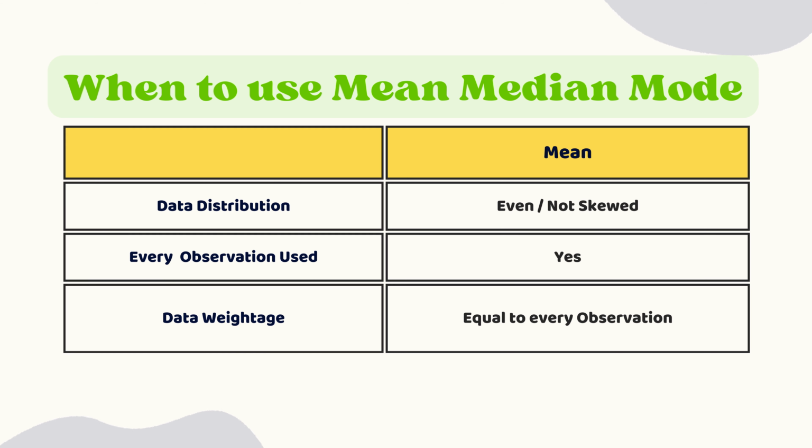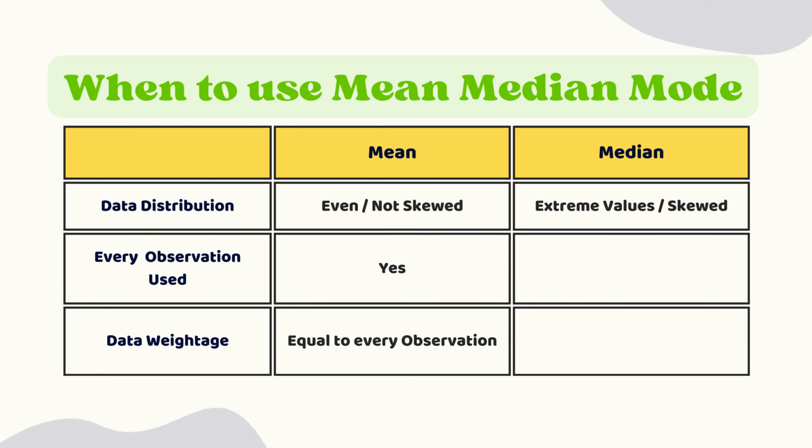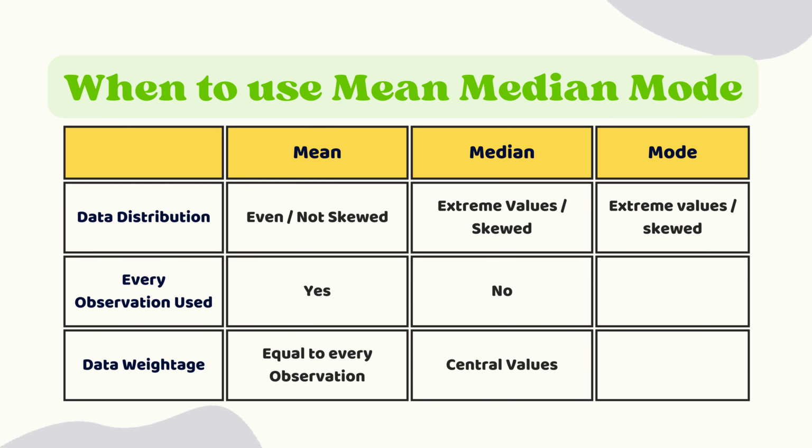When should we use median? We use the median when the data has extreme values or is skewed. Median does not use every observation, it only focuses on the middle values. When should we use mode? Mode is the best when data has extreme values or is skewed, or when we want the most frequent value. Mode does not use every value, it simply tells us what appears the most often.